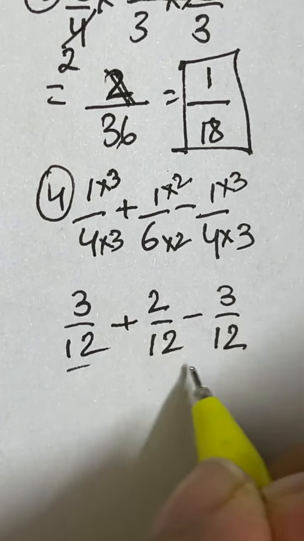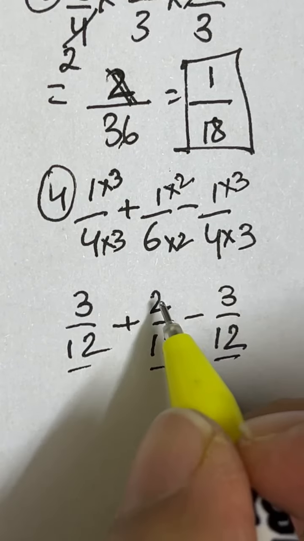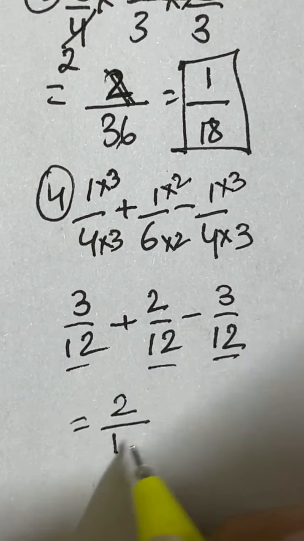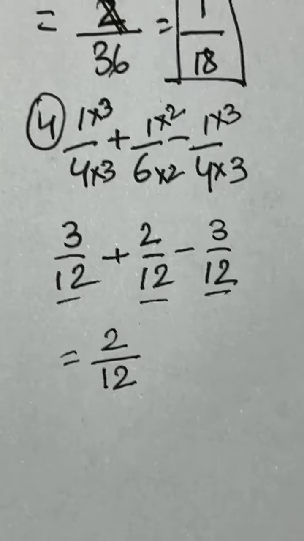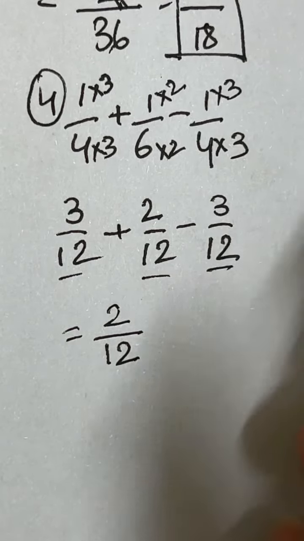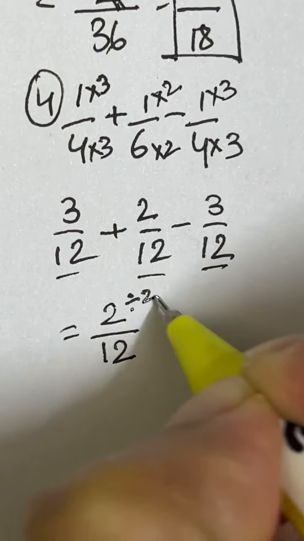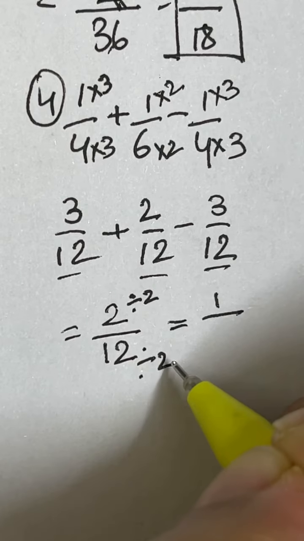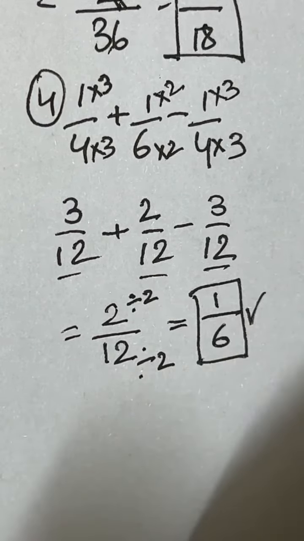Now my denominators are all the same. Let's add and subtract the numerators. 3 plus 2 is 5. 5 minus 3 is 2. So I have 2 over 12. The denominator remains the same. It doesn't get added up or subtracted. So we have 2 over 12, and 2 over 12 can be reduced by just dividing both by 2. 2 divided by 2 is 1. 12 divided by 2 is 6. You're done. 1/6 is your answer.